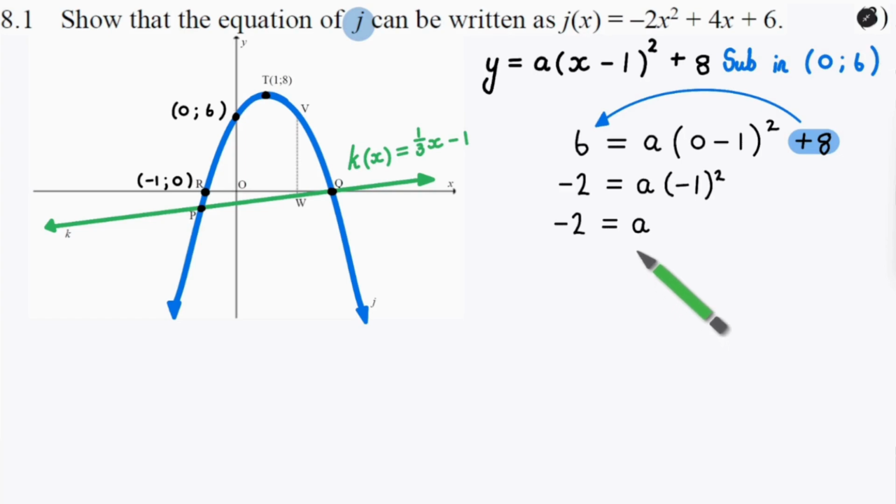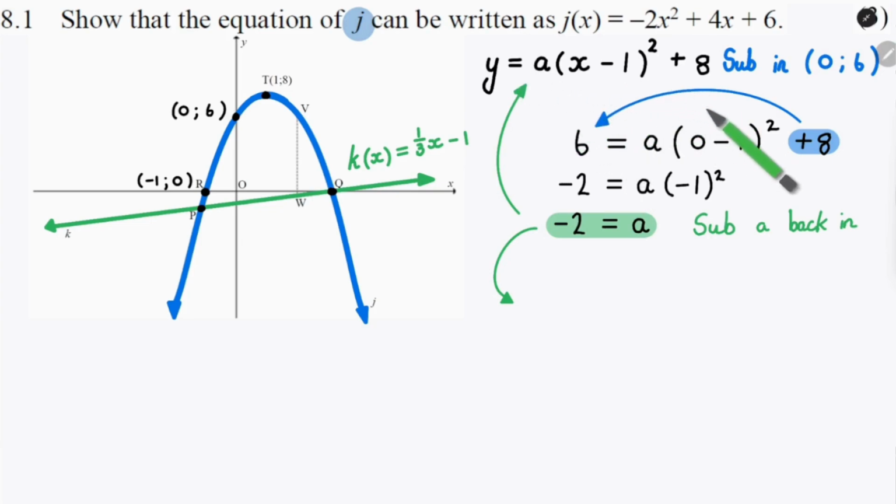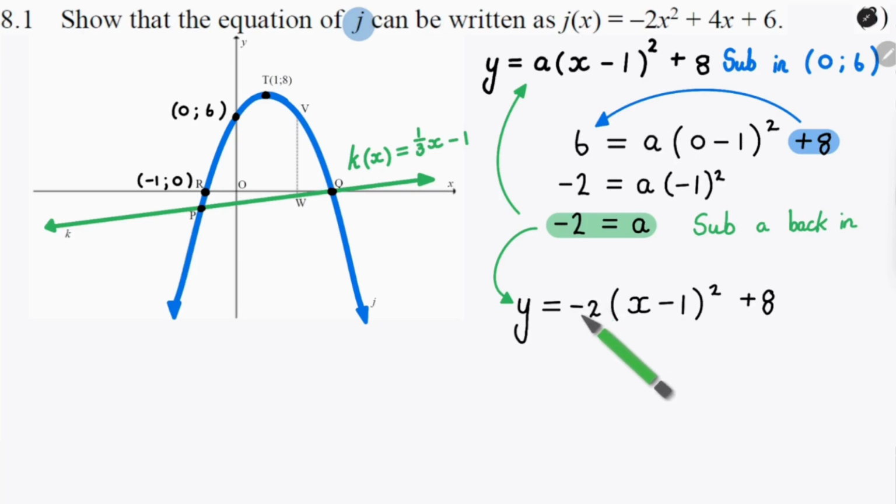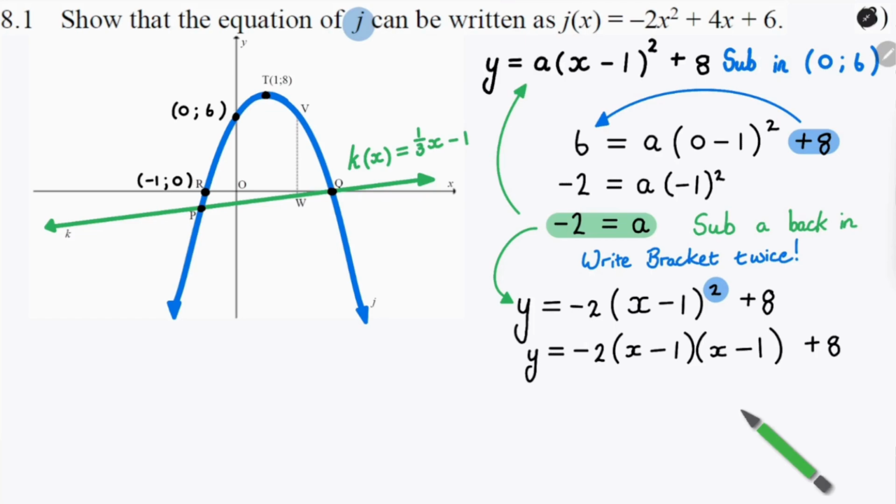Now I'm going to grab that a value and I'm going to sub it back into this original line to get a new line that looks like this, where I have the negative 2 replacing a in this line. And now the square is telling me to write the bracket twice. So we're going to write the bracket twice so that we can FOIL.